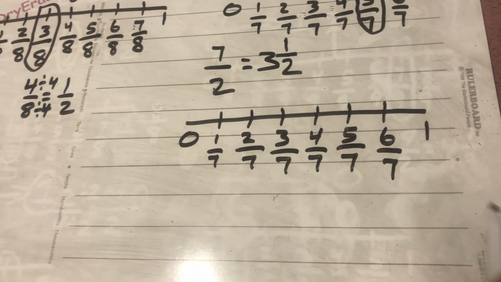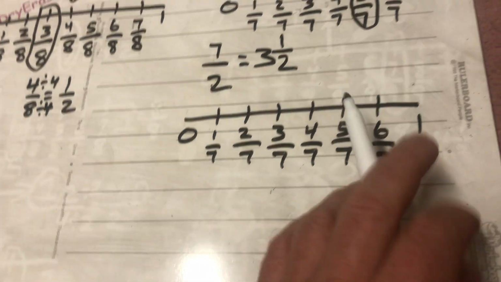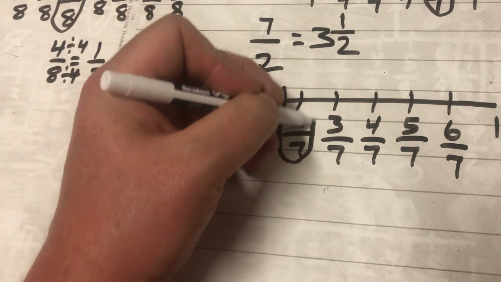7/7, 7 divided by 7 is 1, so I don't need to put that. The fraction in question is 2/7, so I'm going to circle that one.